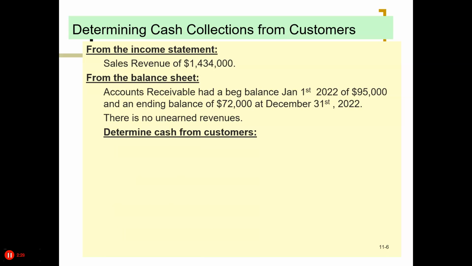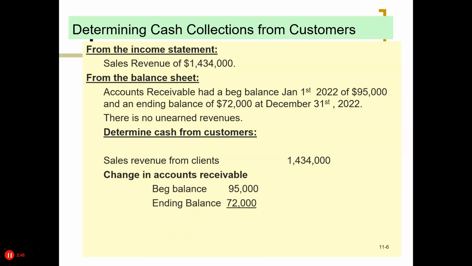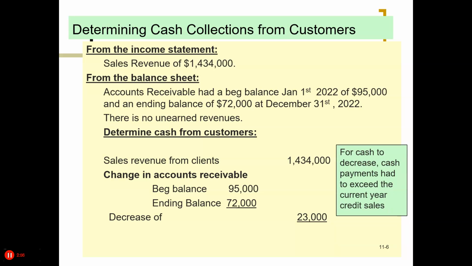So in our case, we have a change in the accounts receivable balance that actually went down. Now, what does it mean when the accounts receivable balance goes down? It means that we have collected more cash than we billed in sales revenue during the year. So we begin with our sales revenue. We look at the change. And since it went down, we're going to add that back in because, again, we collected more cash than we billed in receivables during the year. So our total cash collected from customers is $1,457,000.